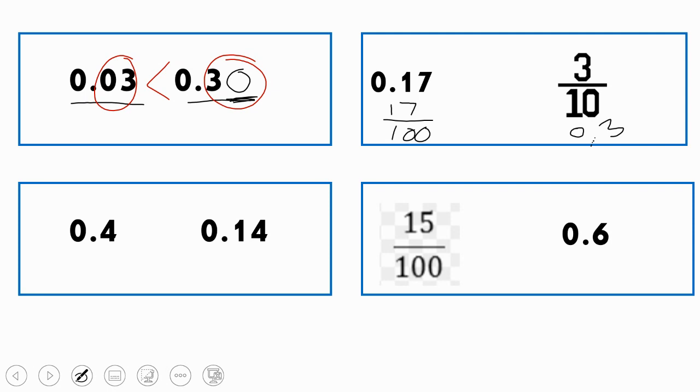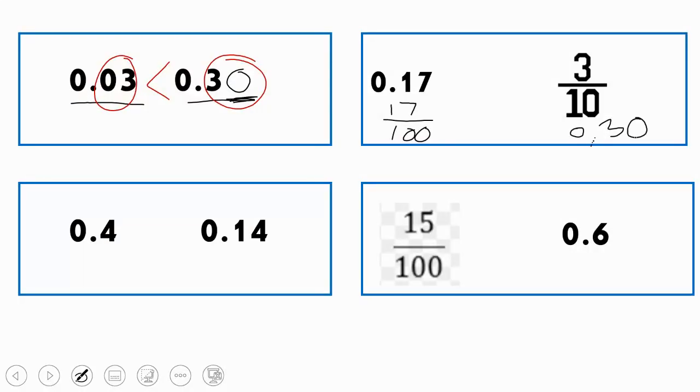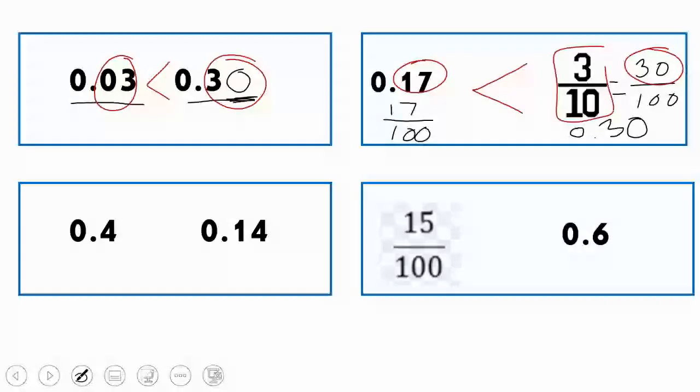So again, if I have this decimal 0 and 3/10 and it doesn't have hundredths, I can put that 0 to make it have hundredths. Now I have 30 hundredths. All three of these are equal to each other versus 17 hundredths. And I know, well, 30 is a lot greater than 17, so 30 hundredths is greater. So this 3/10 is actually greater than 17 hundredths.